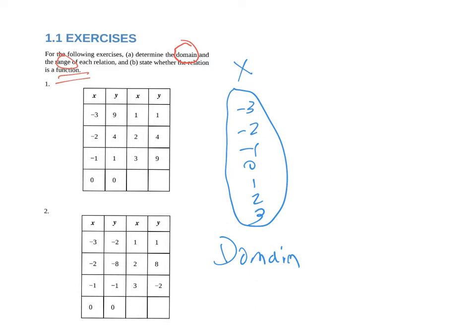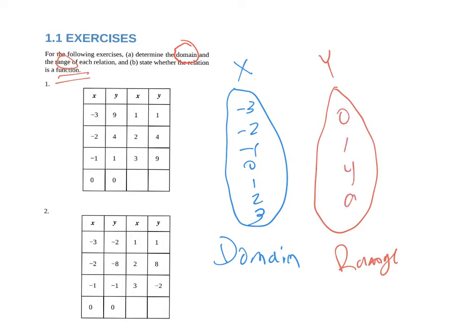Now, the range is the associated Y value for each of those. These are the range values. So the range is, you can see there's a 1, 4, 9, 0, and then a 1, 4, 9. So I'm going to say 0, 1, 4, and 9. And that's the range. And then to decide if this is a function, we need to draw some arrows to match these ordered pairs up.